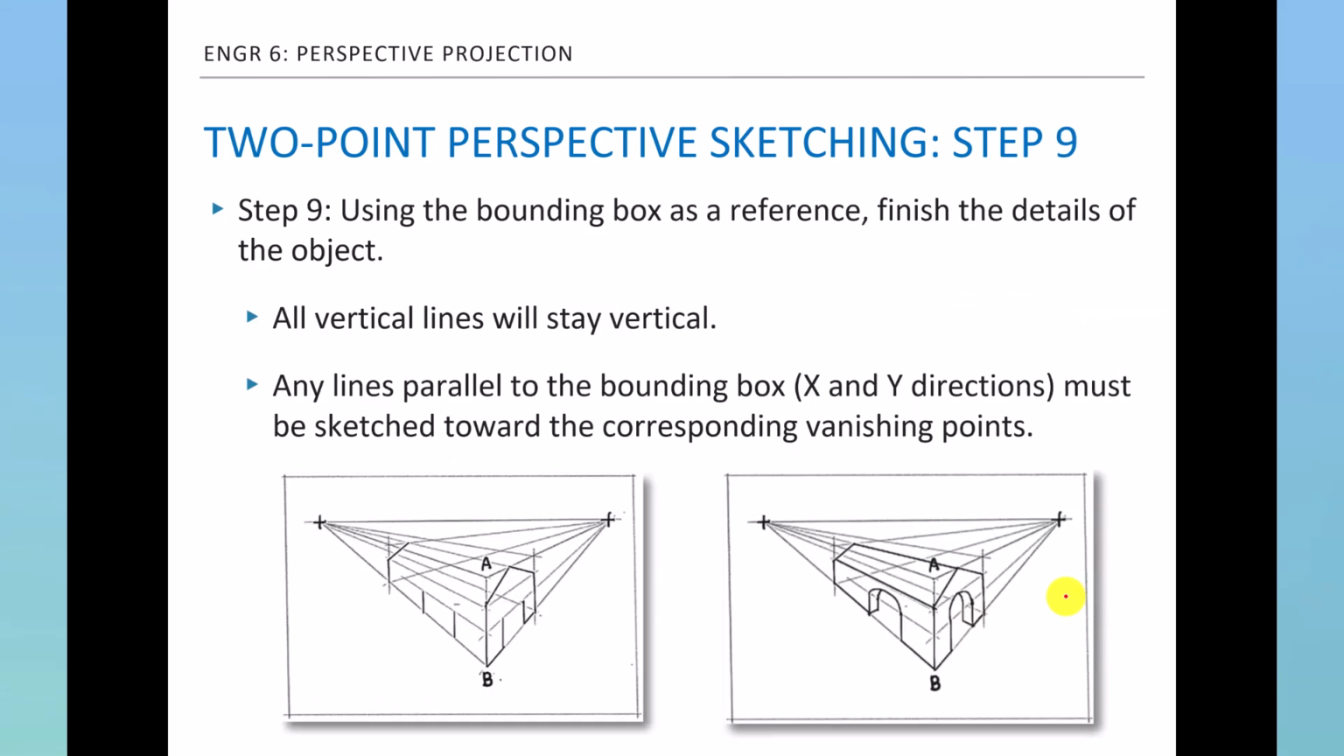After sketching the box, you can complete the house using the same principle. Any lines that are parallel to the X direction of your building, you just draw a line pointing to the right vanishing point, and any lines in the Y direction have to point to the left vanishing point. If you have any random line on your object, then maybe you have to pick two points, see where they're located, and interpolate them. But that's how I sketch.